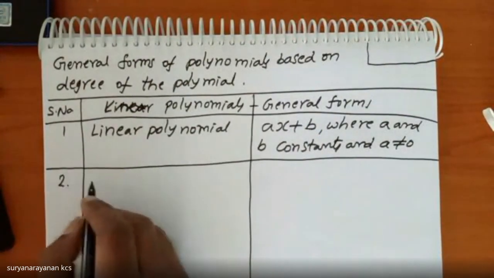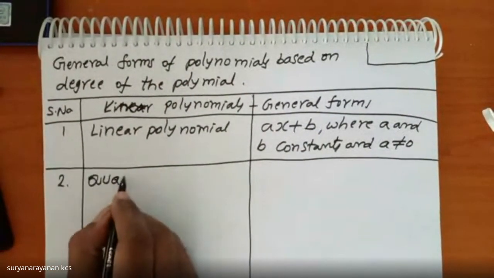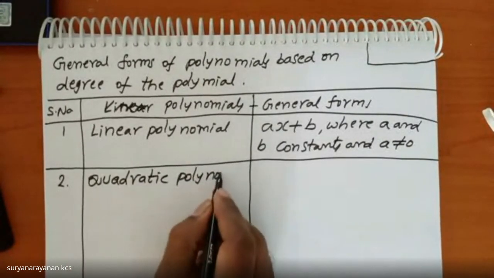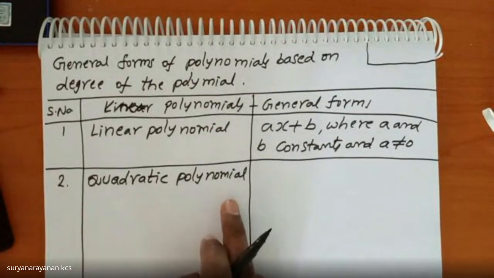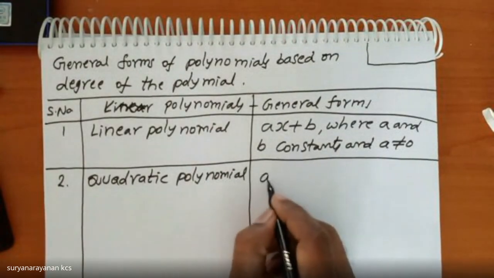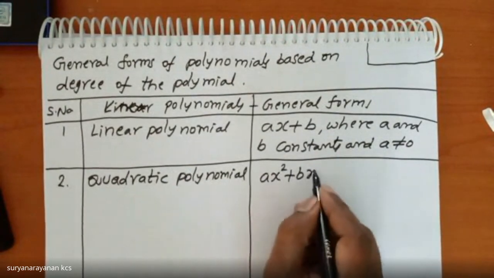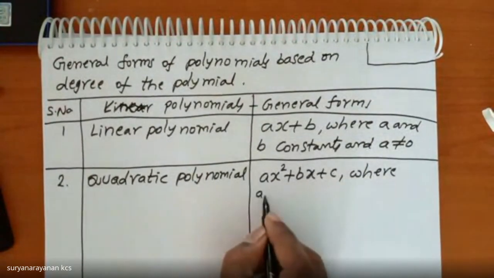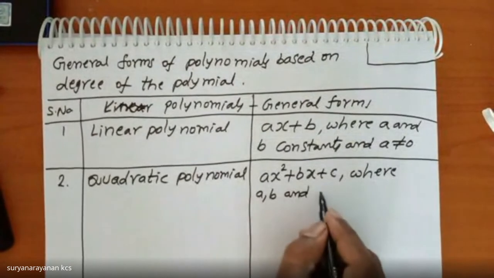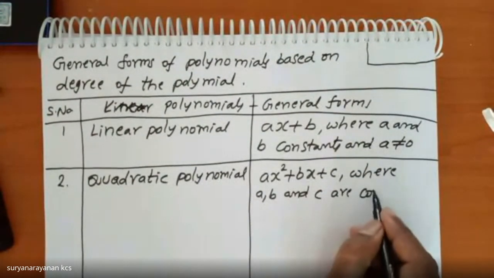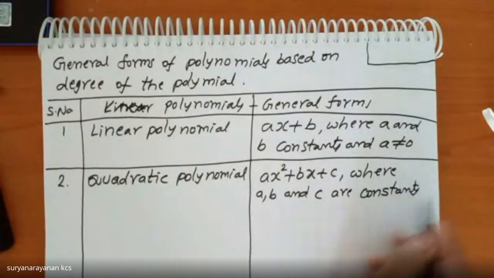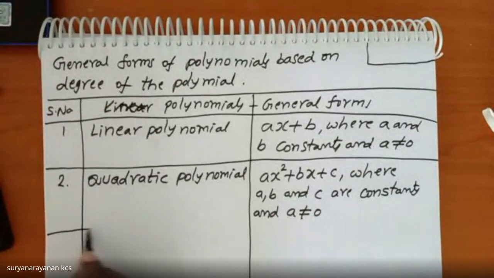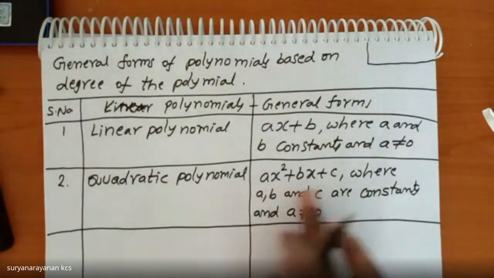Okay, my children. Next, quadratic polynomial. Then what is the general form of a quadratic polynomial? Ax square plus bx plus c, where a, b and c are constants and a is not equal to 0.